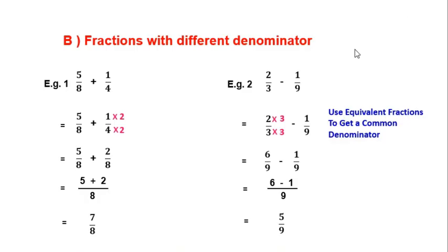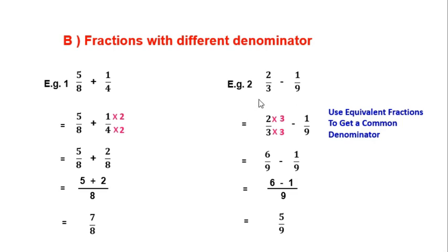Now you can see the fractions with different denominators. In the first example, you can see here 8 and here 4. Now we have to multiply this 4 by 2 to get 8, to get the common denominator. Here we are using equivalent fractions. 1 into 2, 2, 4 into 2, 8. So we will get 5 plus 2, 7. The answer is 7/8.